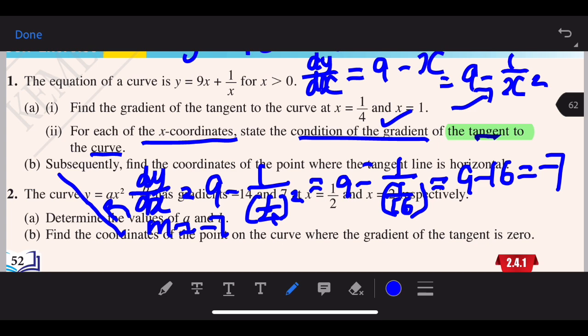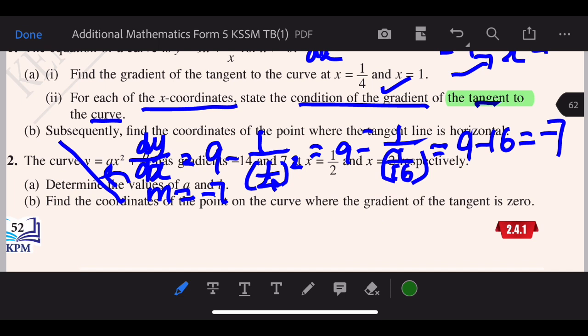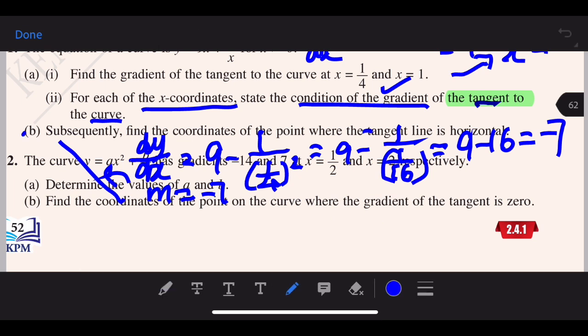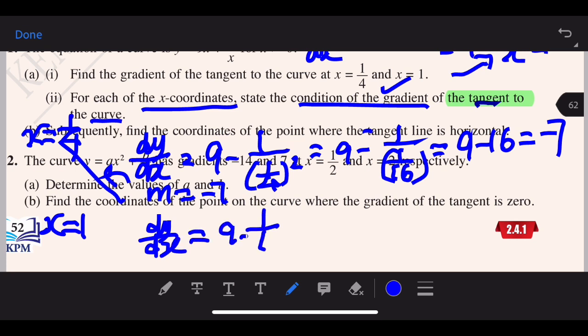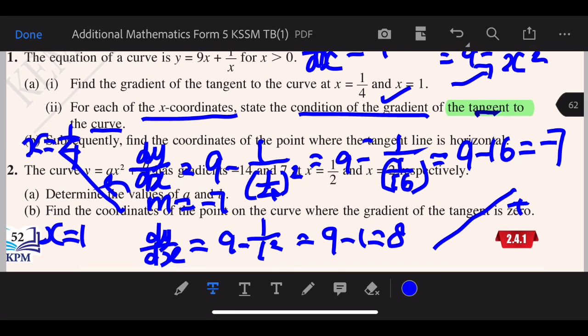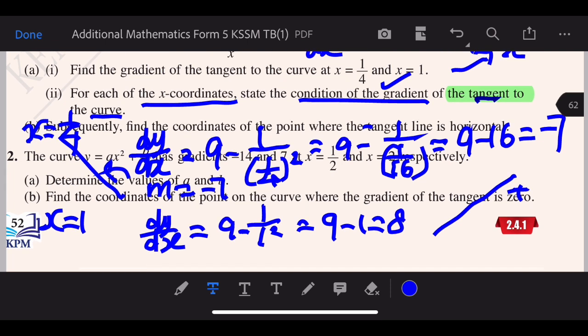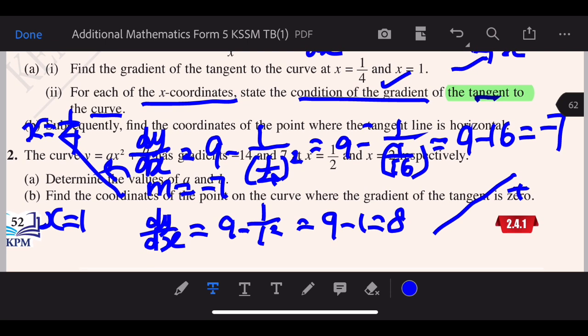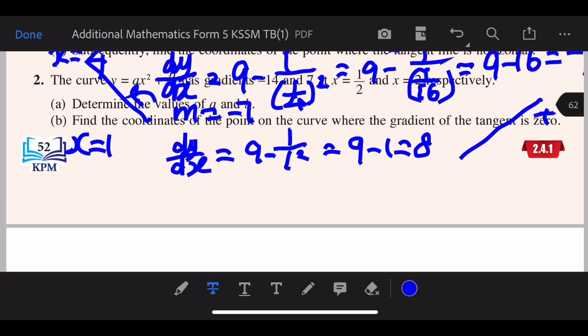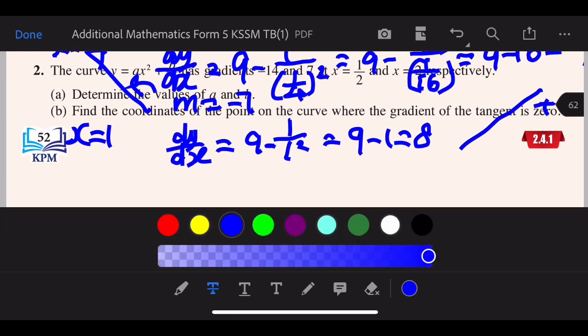Okay, now if x equal to 1, you substitute again. When x equal to 1, this one just now was x equal to 1 over 4. So when x equal to 1, dy dx is 9 minus 1 over 1 squared. Okay, so it's 9 minus 1, so it's 8. So it's positive, the gradient is slanting to the right, right? Okay, we have stated the condition of the tangent to the curve. Then when tangent line is horizontal, we will let dy dx equal to 0, right?